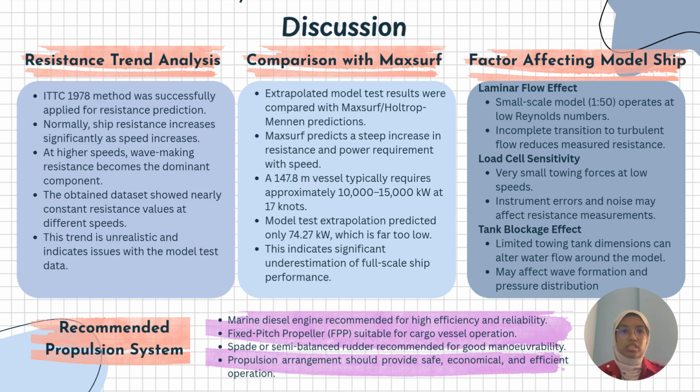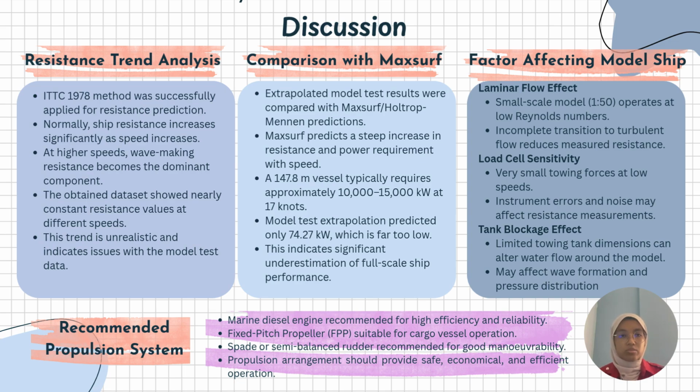MaxSurf estimated that the vessel would require around 10,000 to 15,000 kilowatts of power at 70 knots, whereas the model predicted only 74.227 kilowatts. This clearly shows that the model test significantly underestimated the actual power requirement of the ship. There are several factors that may have caused this discrepancy.